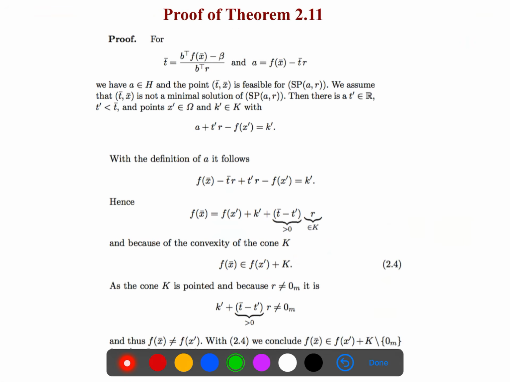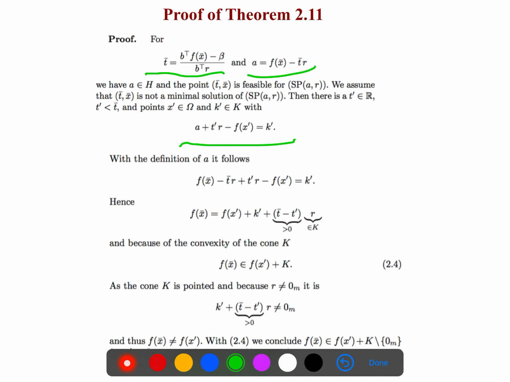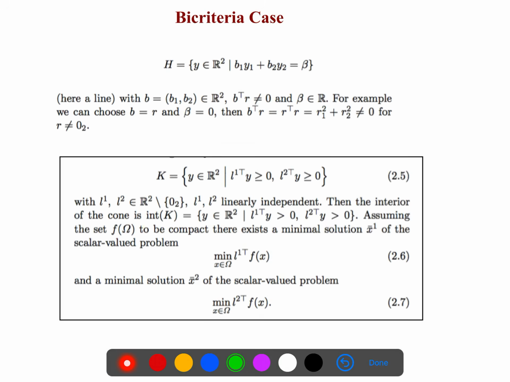And the proof is really easy. If you just put T bar and A as said in the theorem, you can use the properties of the cone, and by contradiction you can prove this theorem.